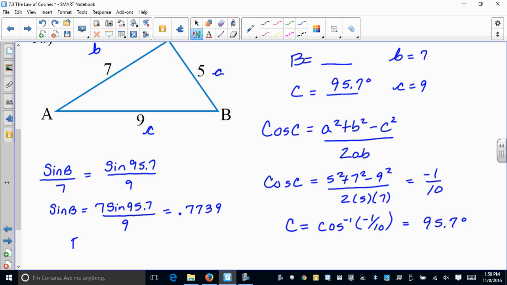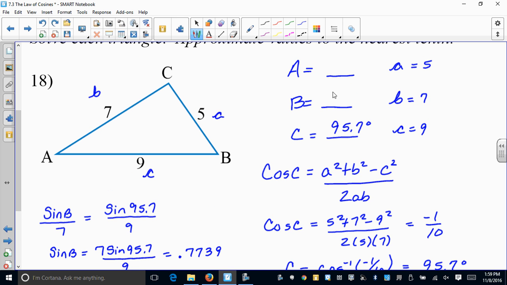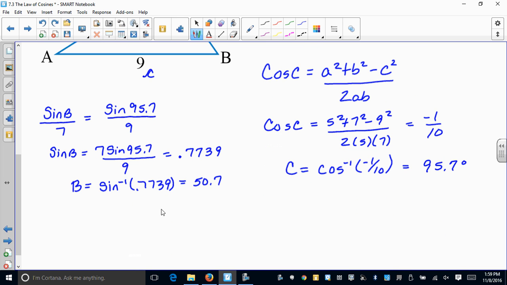So angle B is the arc sine of 0.7739, which gives us an angle of 50.7 degrees. So this guy is 50.7. And then to find angle A is going to be 180 minus the 50.7 minus the 95.7, which gives us an angle of 33.6 degrees.